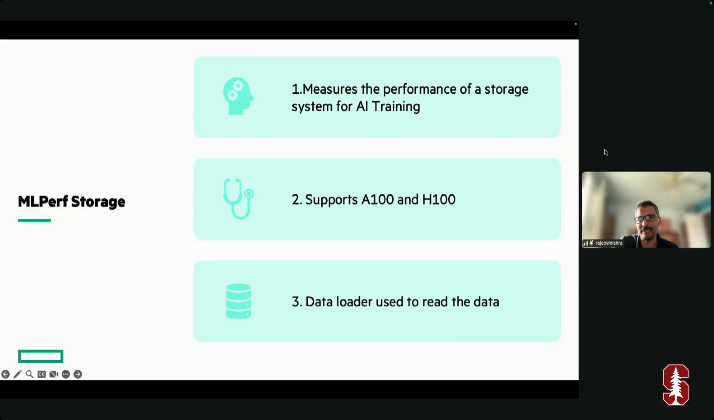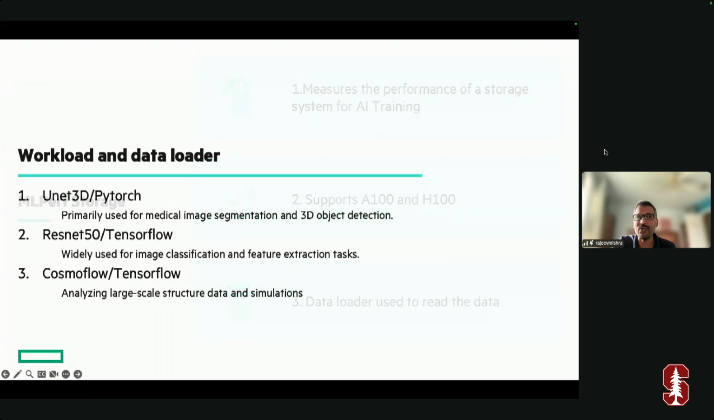Basically, MLPerf is the performance benchmark for storage. How they do it is they load the data and they emulate the GPUs. They currently support A100 and H100, and both of them are fine-tuned into the code. As I said, it is basically an emulation of the GPUs, so you don't need all those expensive GPUs on the system to run these.